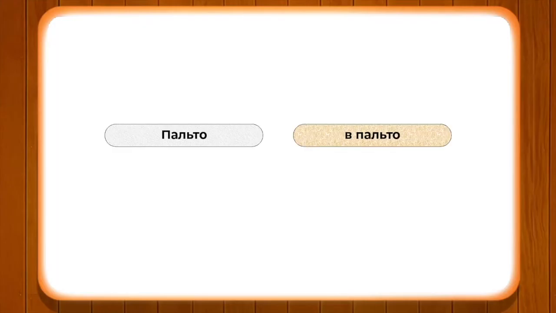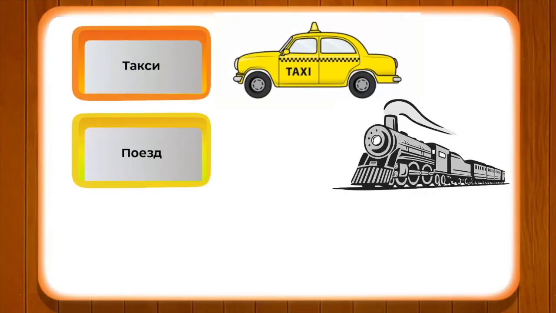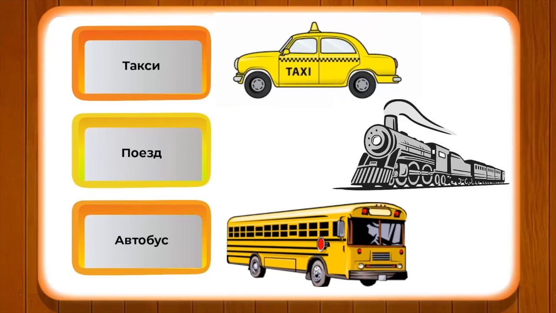Now let's go ahead and say these words of the neuter gender, like пальто, такси. So this is the basic difference: how do we place the preposition with different kinds of words of the neuter gender? Now let's pay attention to an important aspect: for means of transport like taxi, поезд, автобус, etc., the preposition на is used. So я на такси. I am in the taxi.